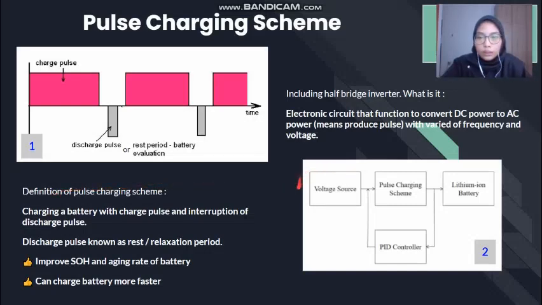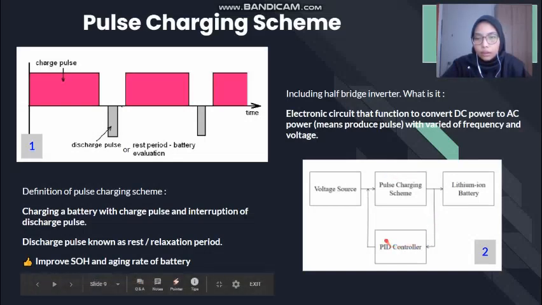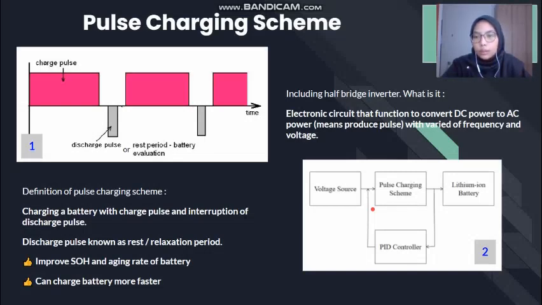So this is the block diagram for a pulse charging scheme, which consists of a voltage source. A voltage source acts as input supply to the pulse charging scheme, and then it will connect to the pulse charging scheme, and a PID controller acts as a controller, and also the most important one is the lithium-ion battery. So in the pulse charging scheme, we have the half bridge inverter.